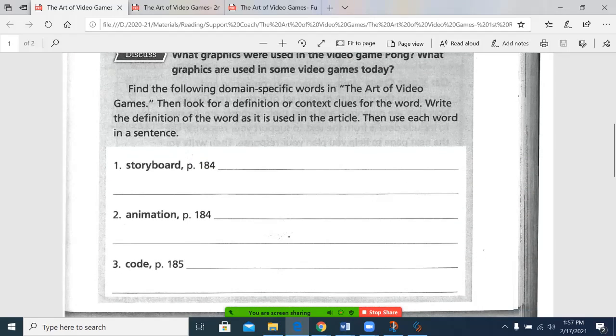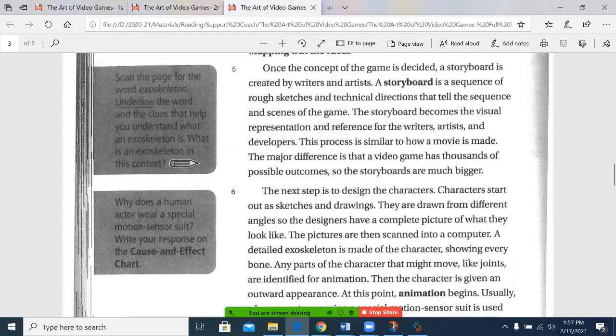Here are a few more. Storyboard on page 184. A storyboard is a sequence of rough sketches and technical directions that tell the sequence and scenes of the game. Well, what does that mean? It's a sequence of rough sketches. Our paragraph does tell us what it means.